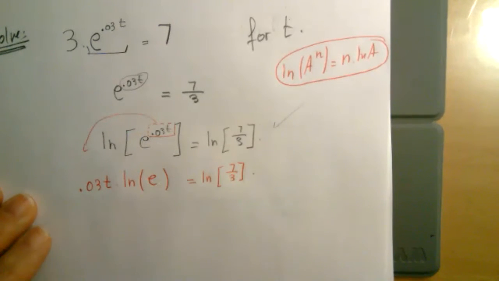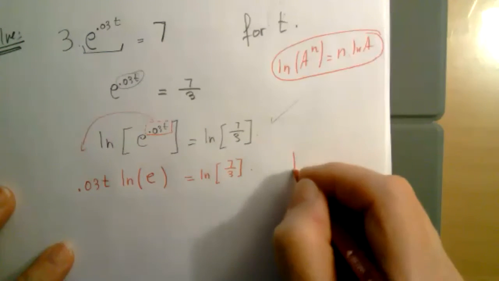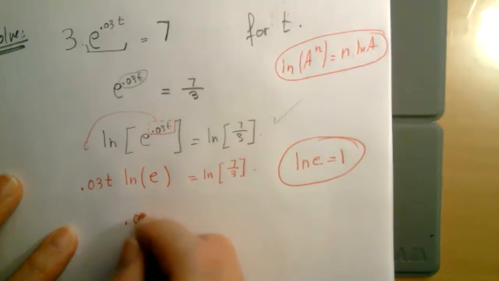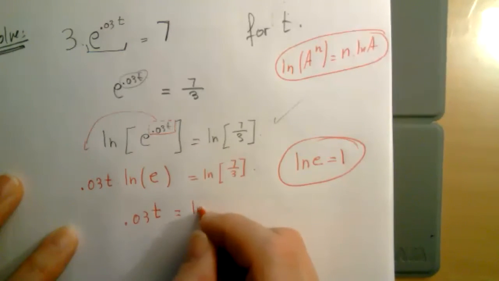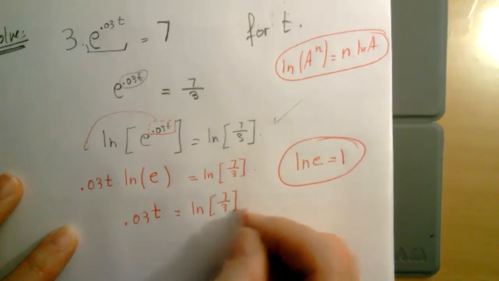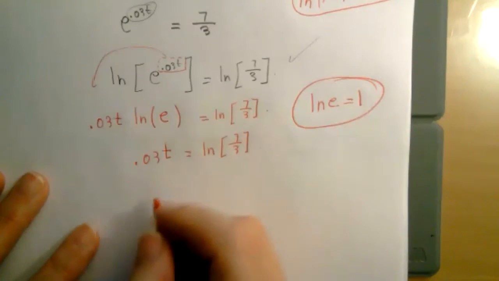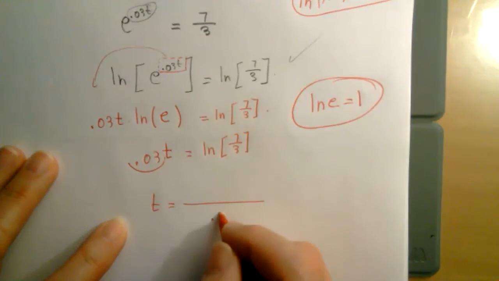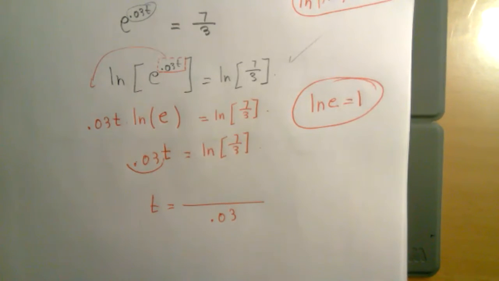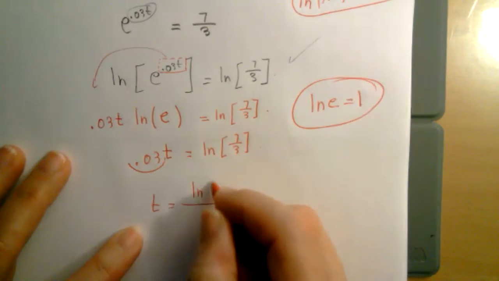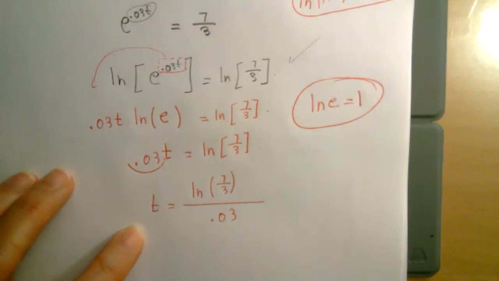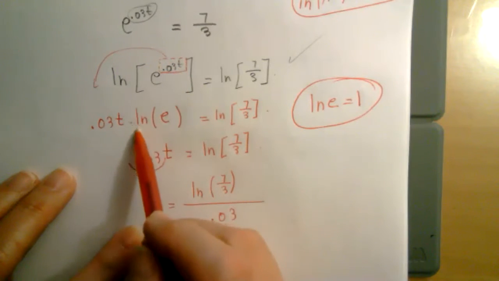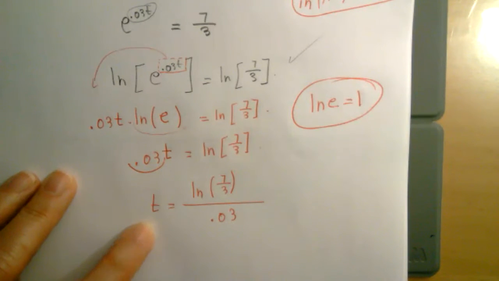ln of e. But we know what ln of e is. ln of e equals 1. So this would leave me 0.03t is the ln of 7 over 3. And my t is, now I only have to divide by 0.03. I don't have, like the previous problem, two quantities. That gives me ln of 7 over 3 divided by 0.03. Because I had e to the 0.03, this makes the problem slightly easier than before. Definitely easier.